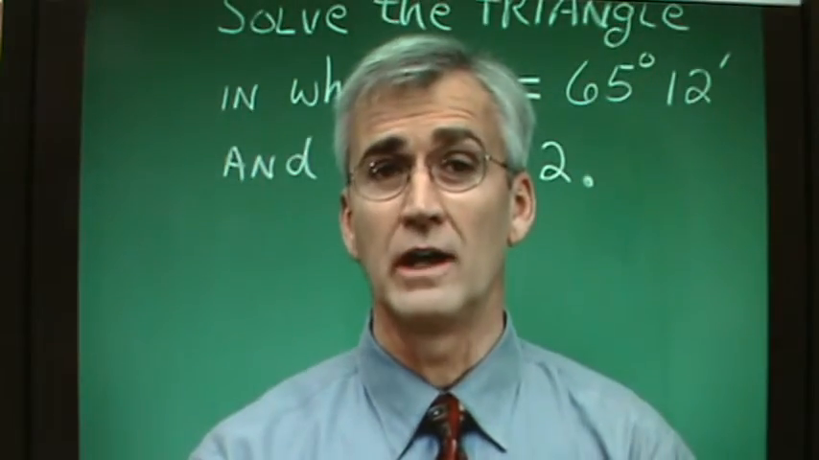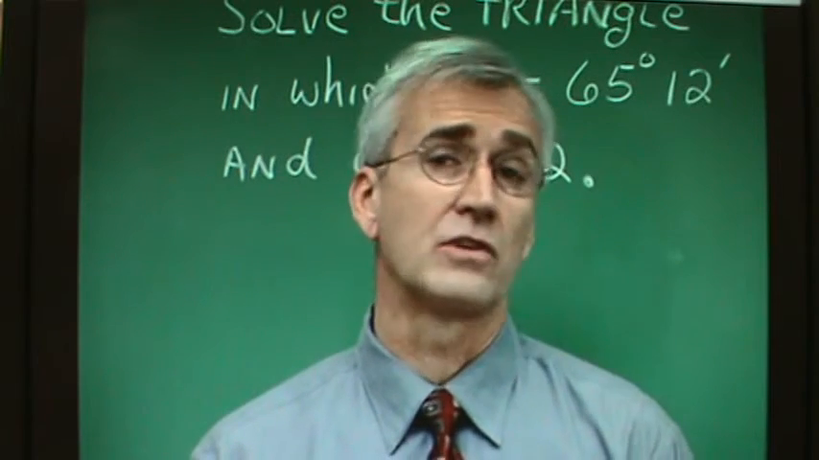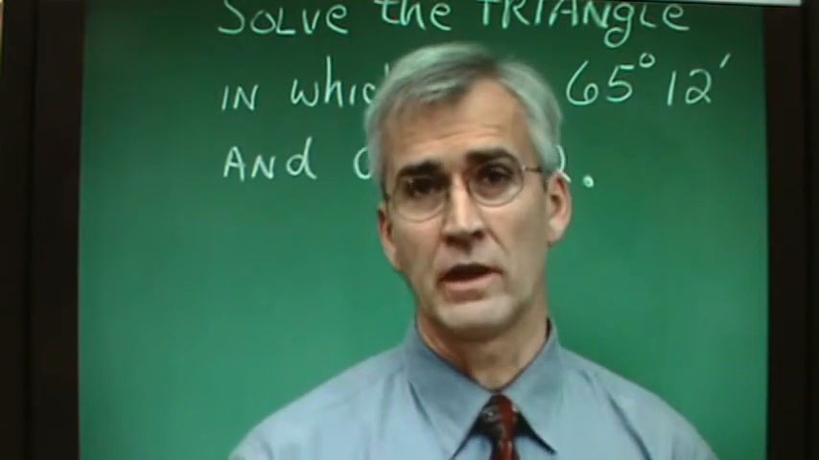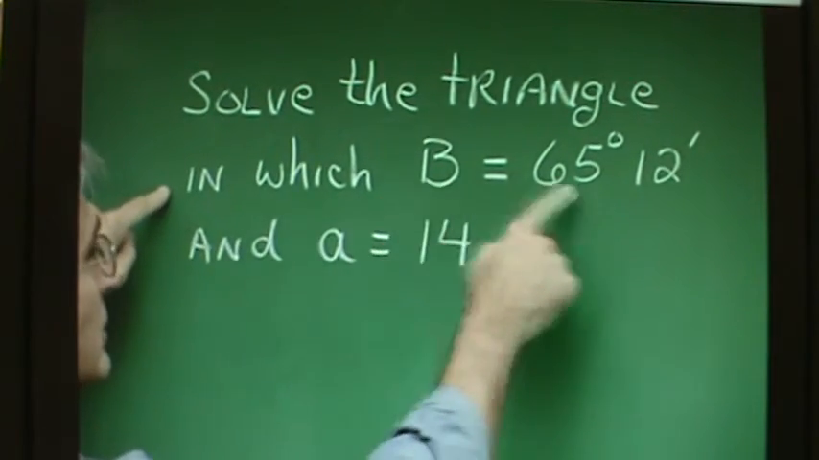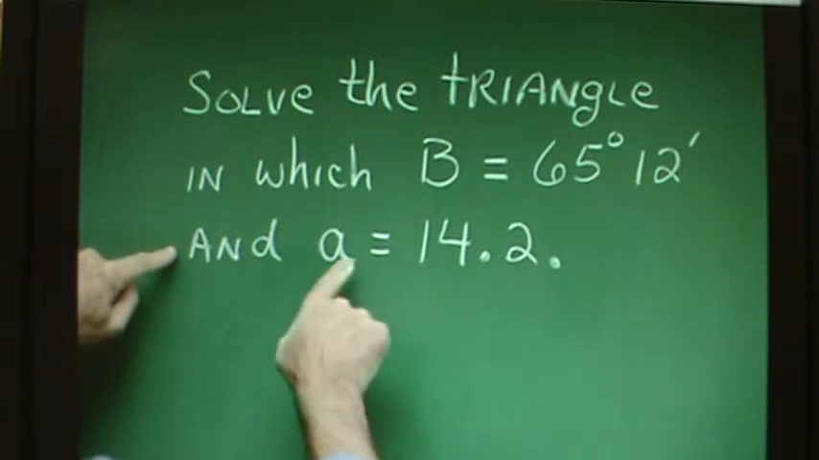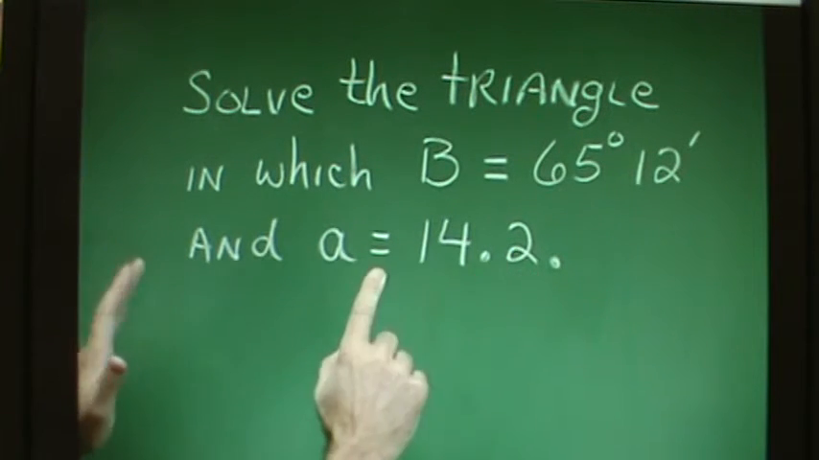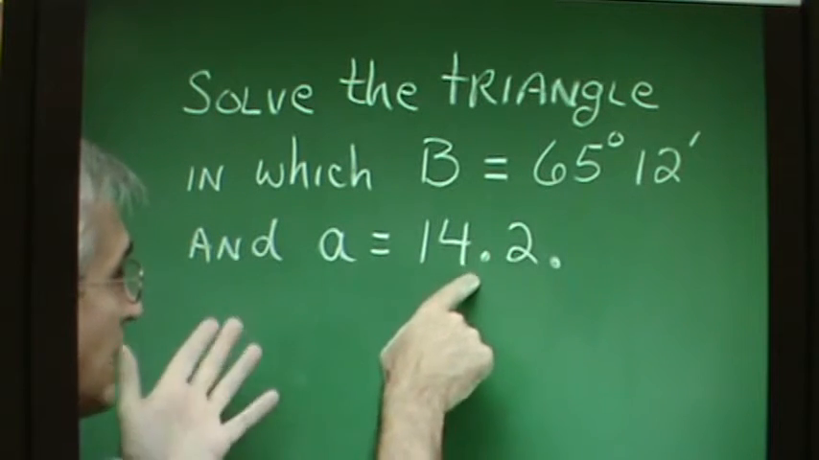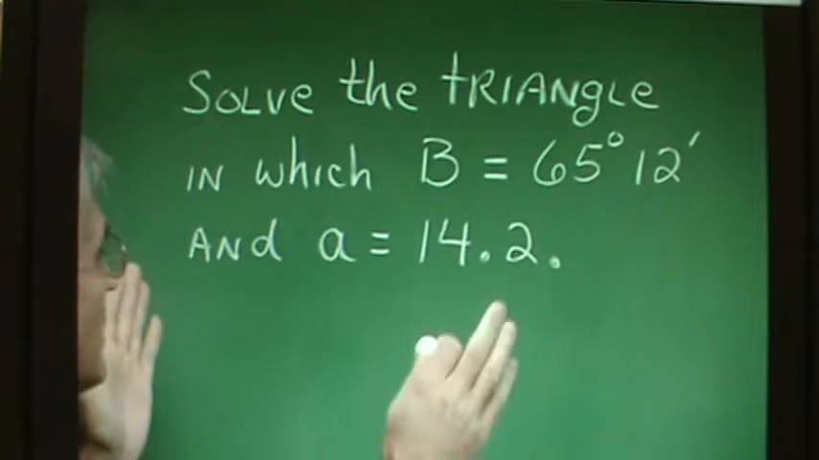Solving a right triangle refers to finding the lengths of all the sides and the size of all of the angles. So if we want to solve the triangle in which one of the angles is 65 degrees 12 minutes and side a is 14.2, then it means that we want to find the other angles and the lengths of the other sides. Well, there's a particular notation that goes along with this idea as well.